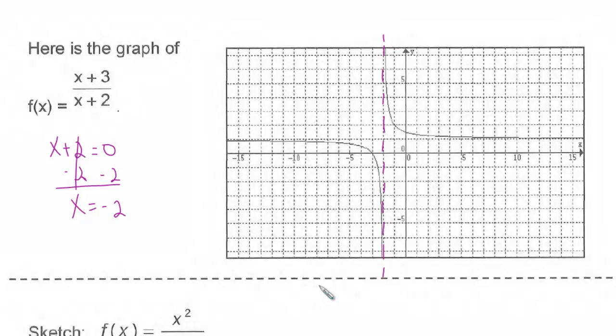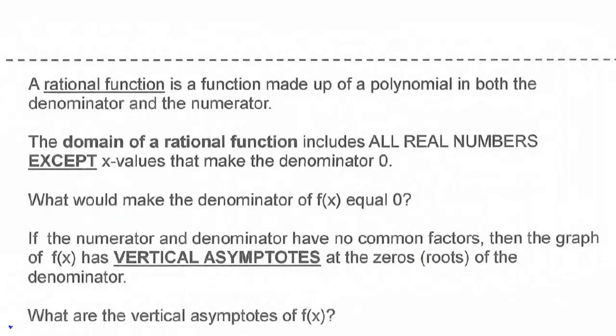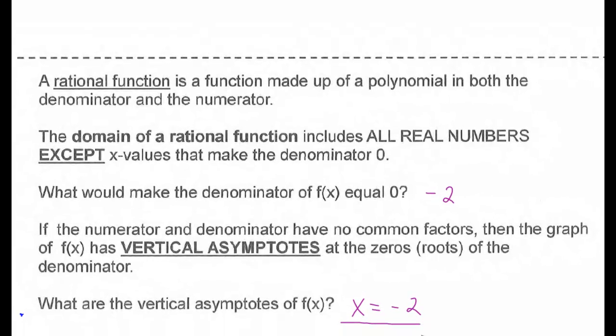If you notice in the graph, when x is equal to negative 2, we have what's called a vertical asymptote. This is a boundary line that the picture in our graph does not cross. What would make the denominator of f of x equal to 0? That's negative 2. And the vertical asymptote of f of x is x equals negative 2. Now this is an equation, so we do need to have the x equals.